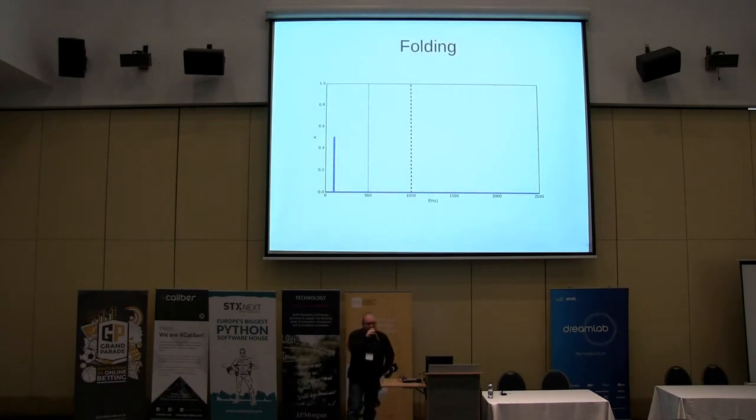Folding. So what happens when you get a signal that's more than half the sampling frequency? In this example, we have an original signal at 100 Hz, and the sampling frequency is 1 kHz, so 1000 Hz. If we reproduce it, we get the same signal. However, if we have a signal that's above 500 Hz, so above half the sampling frequency, and we try to reproduce it, we get a signal over here.